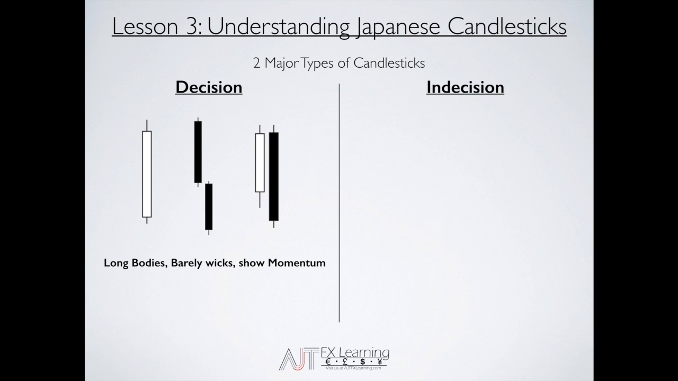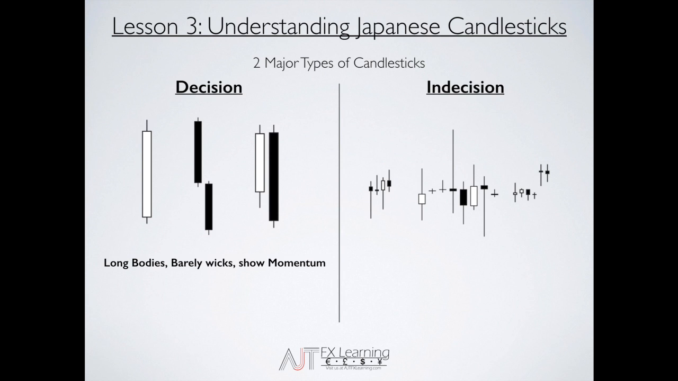While on the other side of the Japanese candlesticks, we have indecision candlesticks. And ideally, indecision candlesticks will look something like this. Now, as you can see, they actually look very different, right? And indecision candlesticks kind of look a little scary, to be honest. You see that the wicks are all over the place, the bodies are really small, and in all reality, it doesn't really show us where the market is going, right?